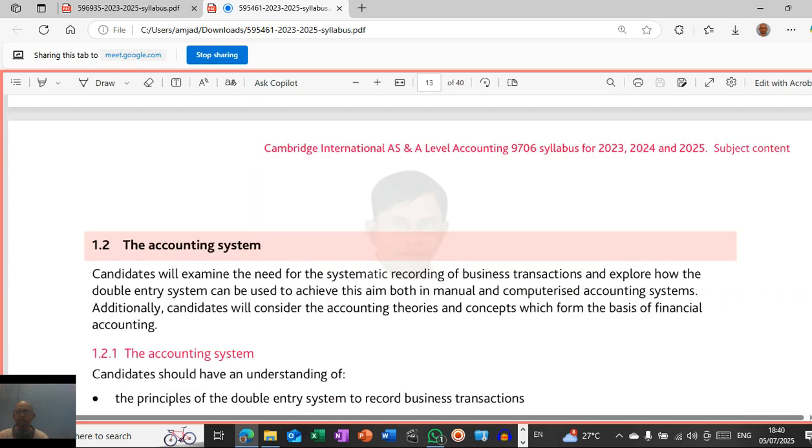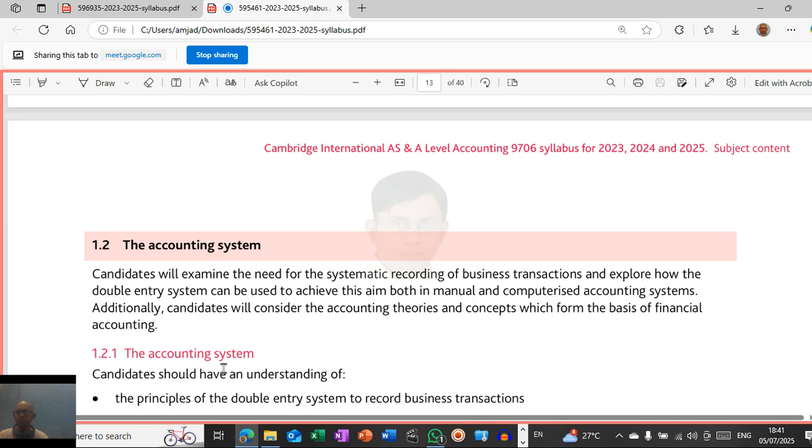The accounting system. Candidates will examine the need for accounting records of business transactions and how the double entry system can be used to achieve this aim, both in manual and computerized accounting systems. Additionally, candidates will consider the accounting theories and concepts which form the basis of financial accounting.